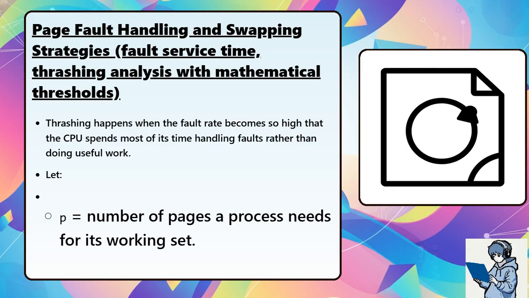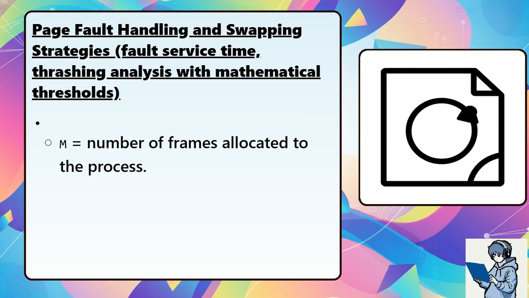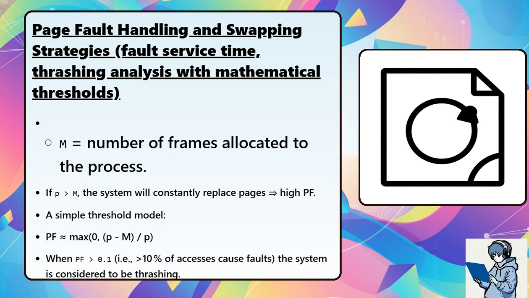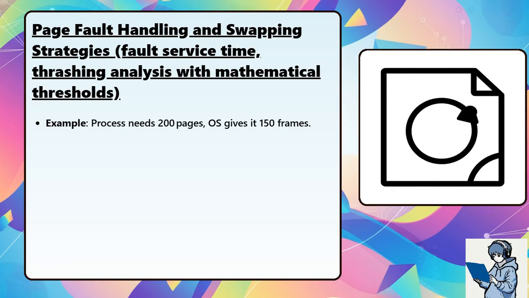Let P equal the number of pages a process needs for its working set, and M equal the number of frames allocated to the process. If P is greater than M, the system will constantly replace pages, leading to high PF. A simple threshold model: PF is approximately the maximum of 0 and (P minus M) divided by P. When PF is greater than 0.1, that is, more than 10% of accesses cause faults, the system is considered to be thrashing. Example: a process needs 200 pages.